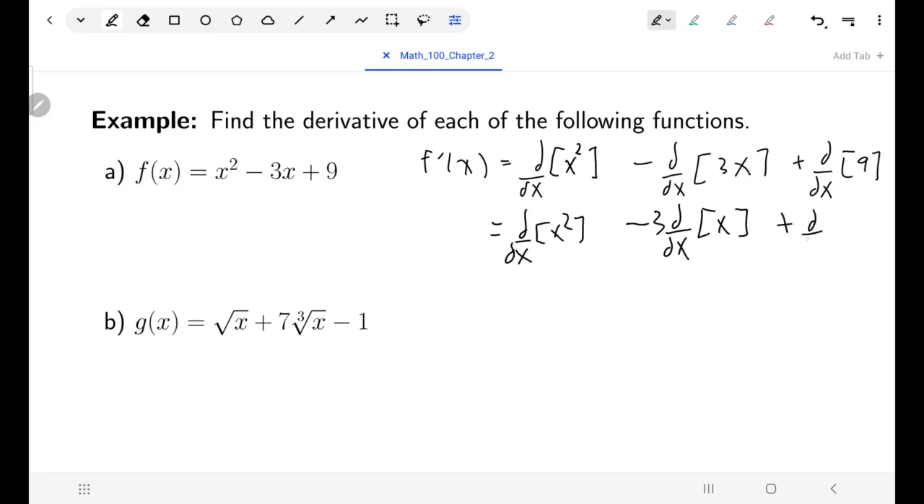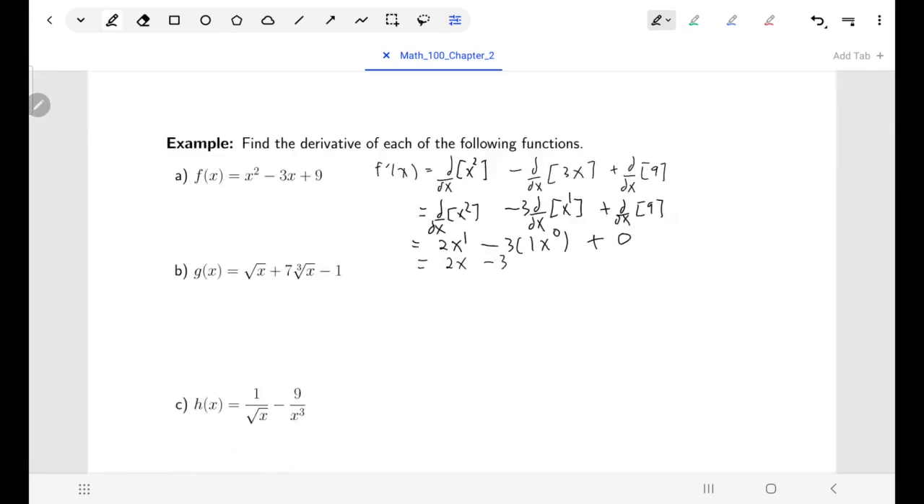And so now I can use the power rule to help figure out the rest of this. For the first term, I've got the derivative of x squared, which is 2x to the 2 minus 1, which is 1. For the second term, I have the derivative of x, or x to the 1. That derivative would be 1 times x to the 1 minus 1, which is 0. And for the last term, which is 9, that's just a constant function. A derivative of a constant is just 0. So we wind up with our derivative being 2x minus 3.